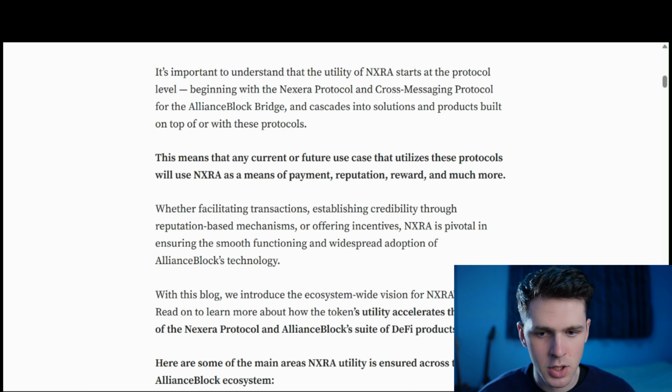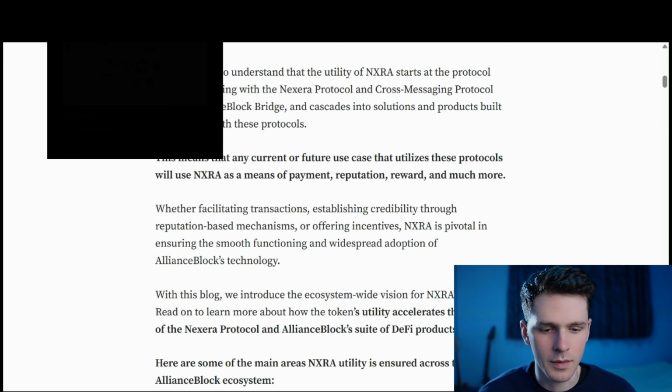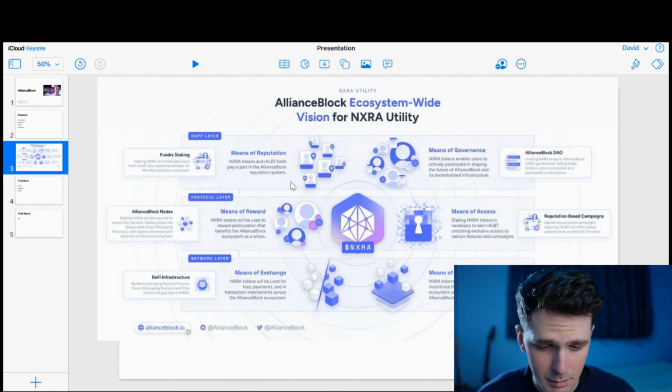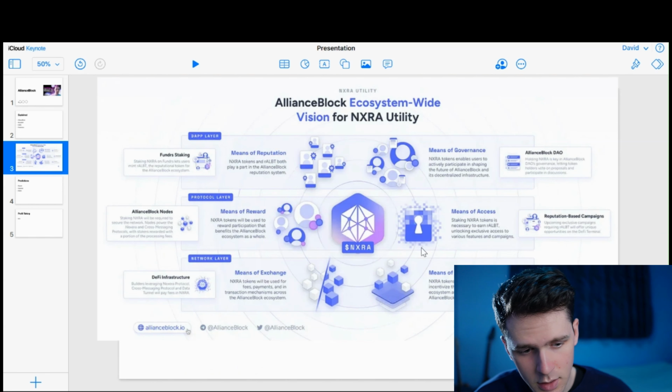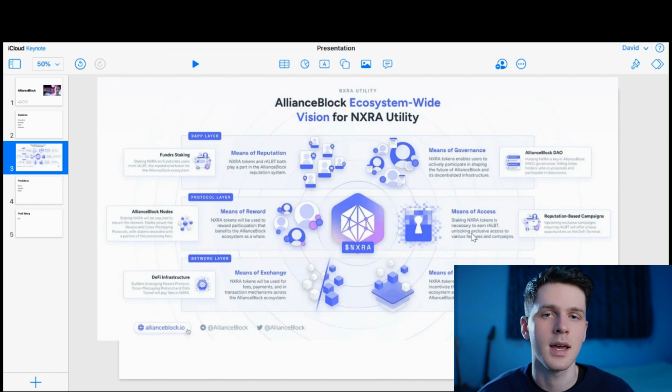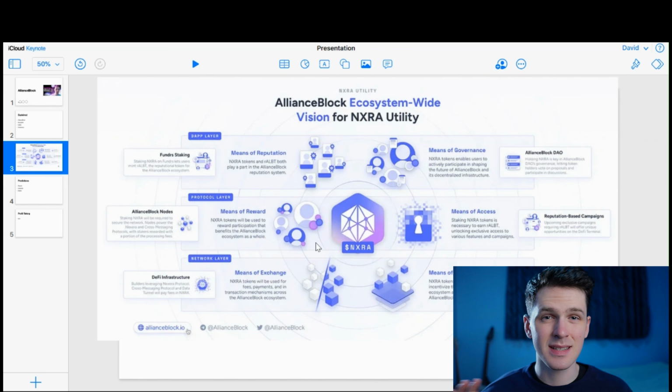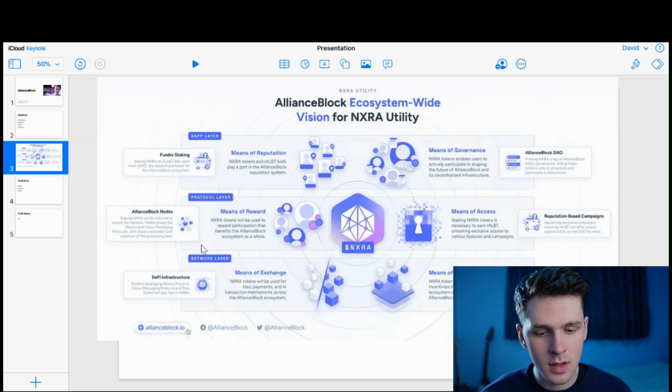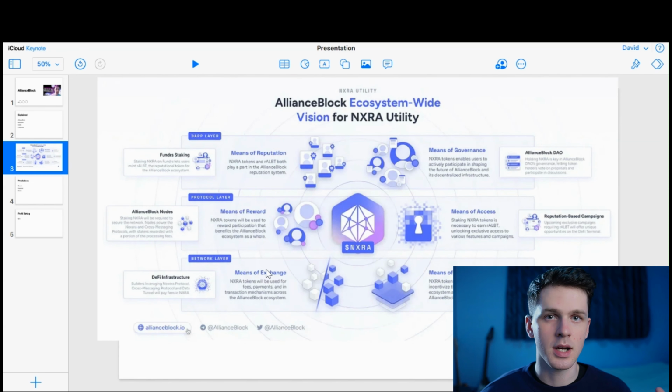Shown in this picture of their vision of the utility for NXRA, we can see means of reputation, reward, exchange, governance, access, and adoption. I'm interested in means of reward, staking your NXRA, whatever the API may be, a portion of the processing fees, and means of exchange. NXRA being the core utility token when it comes to all transaction mechanisms across the whole ecosystem.